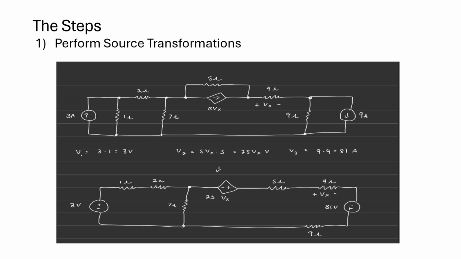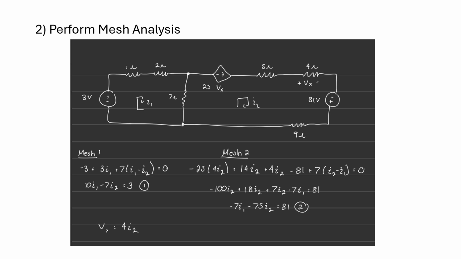Now keep in mind as well, make sure that the signs of the voltage sources do not get switched. This current source is pointing downwards, while this current source is pointing upwards. Therefore, the signs on the voltage sources must be flipped as with the current sources. So the negative would be on top and the positive would be on the bottom for this 81 volt voltage source. So the next step would be to perform mesh analysis.